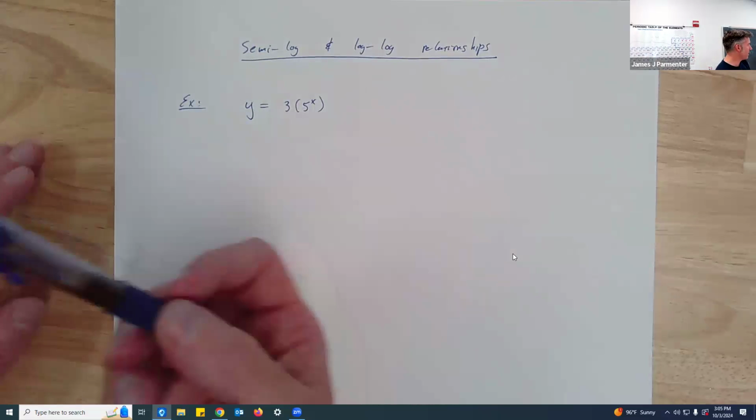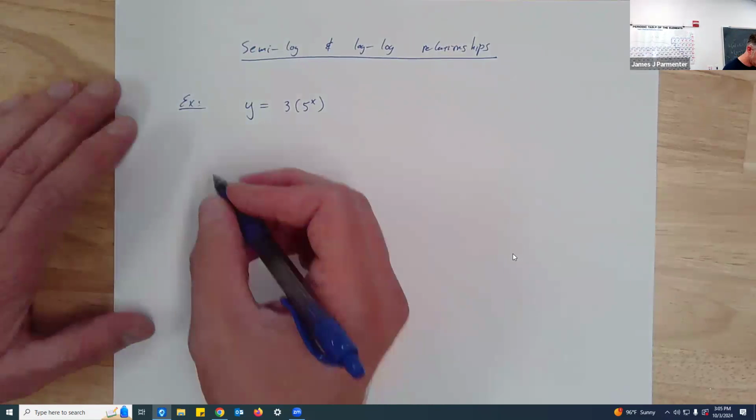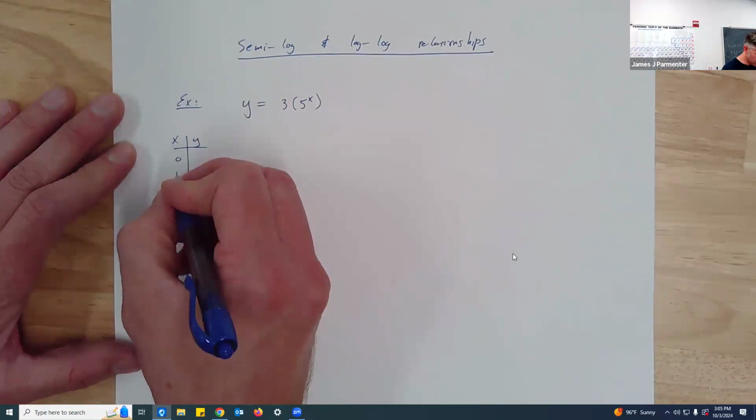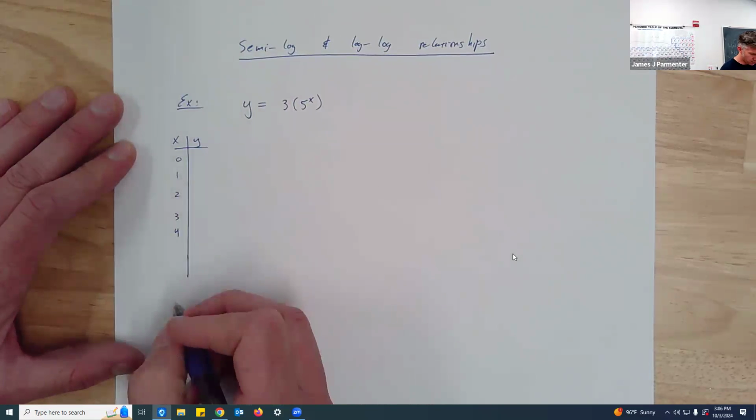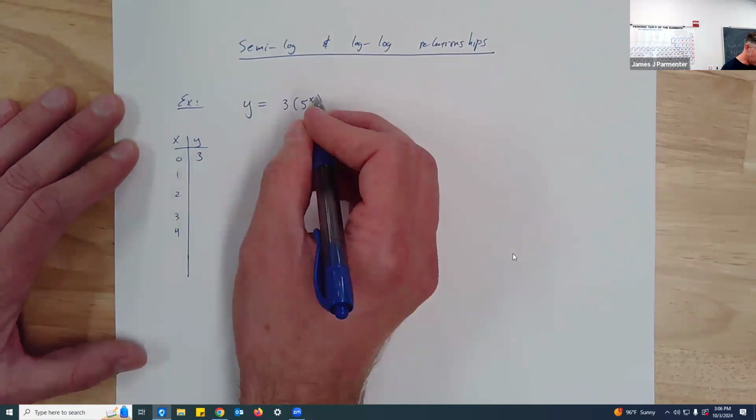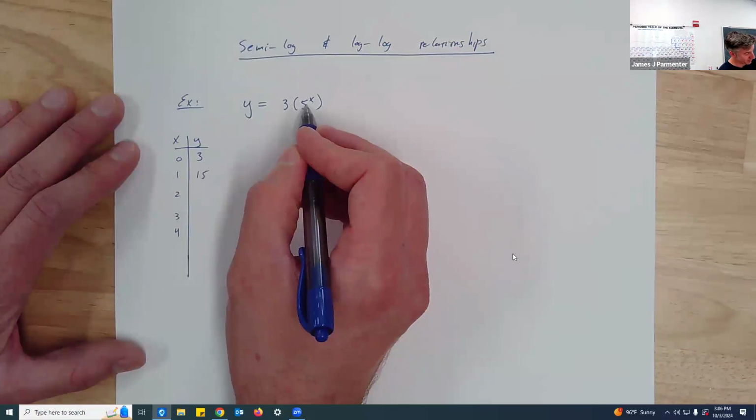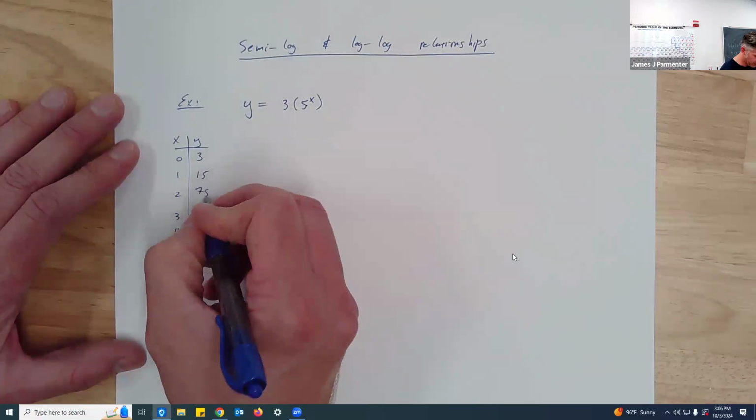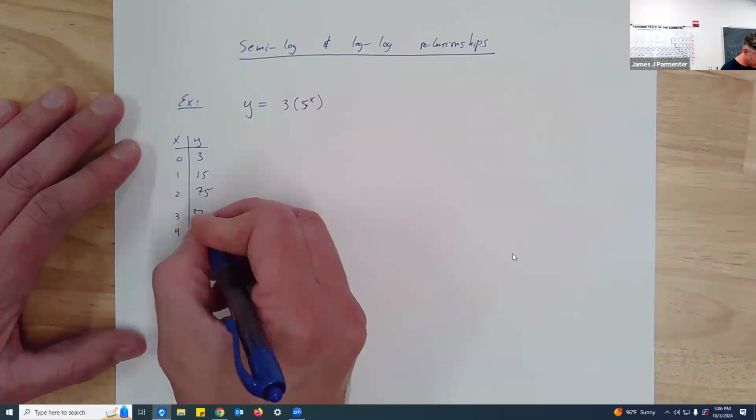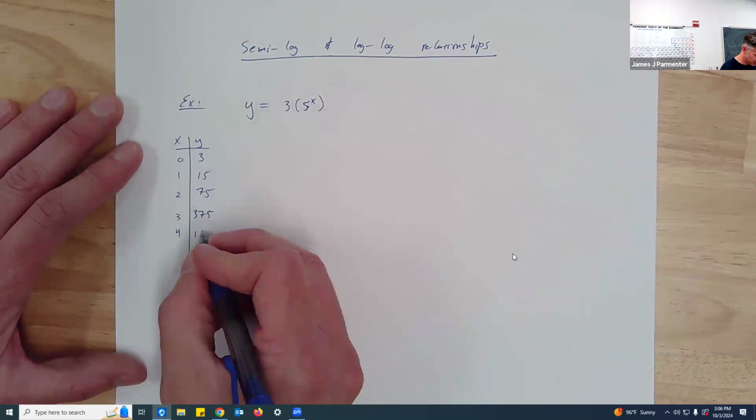The issue with something like this is that the y values get large really fast, right? You start plugging in values for x and y. If x is something like 0, 1, 2, 3, or 4, well, 0 is not so bad. 5 to the 0 is 1. 3 times 1 is 3. 5 to the 1 is 5. 3 times 5 is 15. 5 squared is 25. 25 times 3 is 75. 5 cubed is 125, times 3 is 375. 5 to the 4th is, okay, we're getting kind of big. 625 times 3 is 1,875.